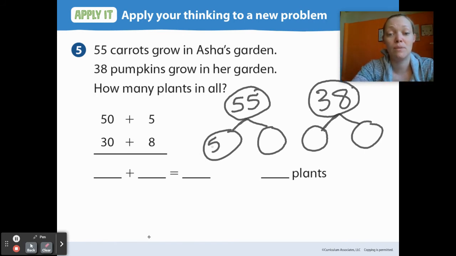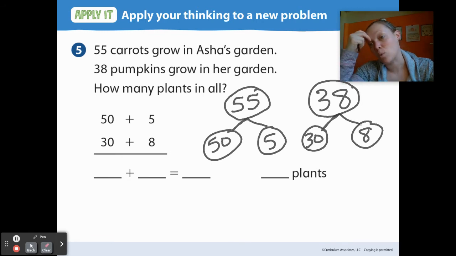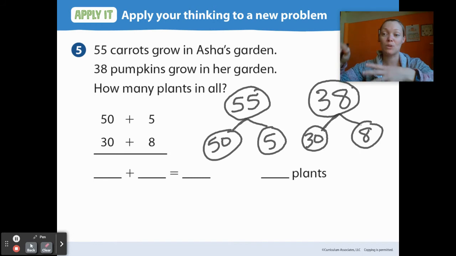55 is made up of 50 and 5. 38 is made up of 30 and 8. And we're going to do just like we did on the last problem where we grouped our 10s together or stacked our 10s and stacked our 1s. Take a look over here. Instead of saying 5 10s, they just did 50.